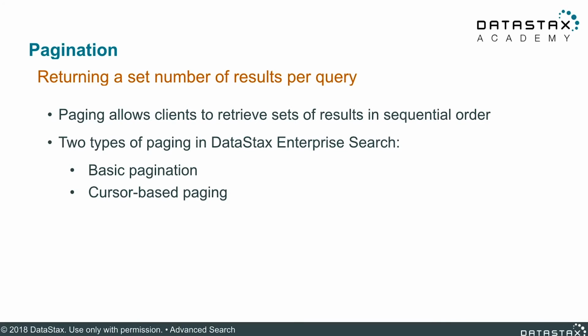When we're paging through our data, we often want to also specify how the data should be sorted so that our paged result sets will come back in a predictable and repeatable order. In DSC search, we have two flavors of paging: basic pagination and cursor-based paging. Let's dig into each of those a little more.